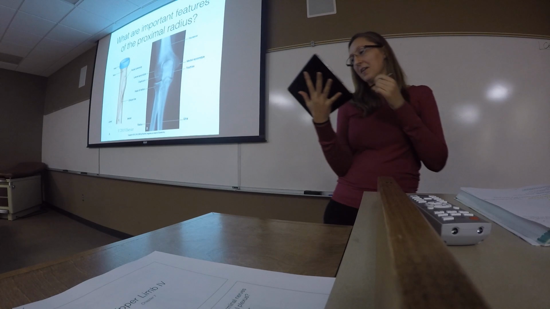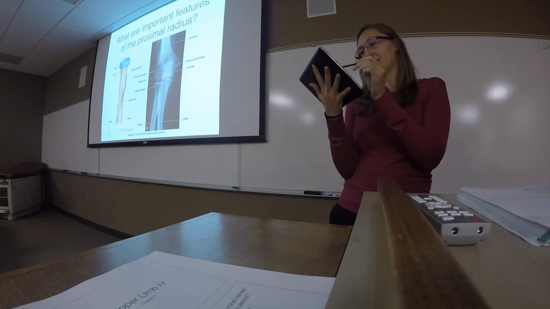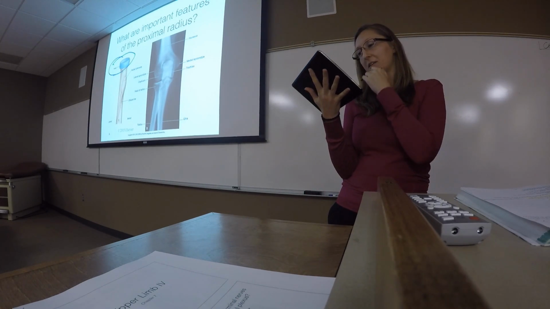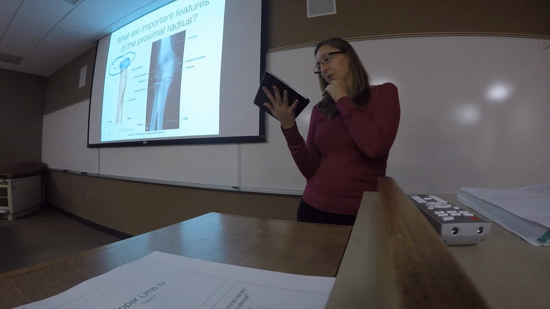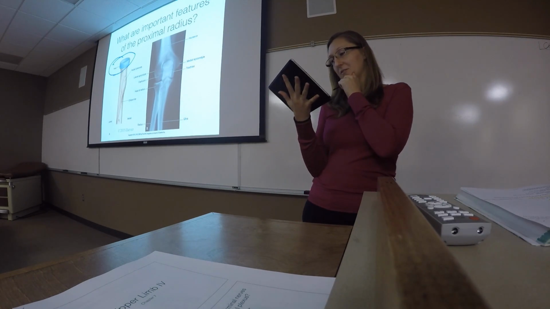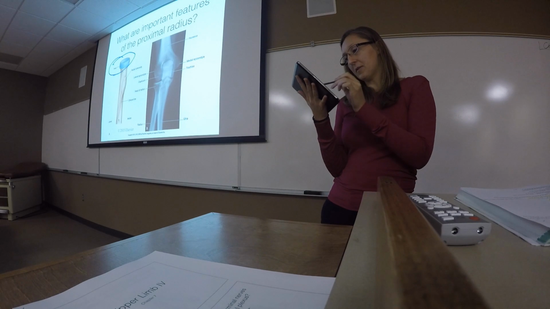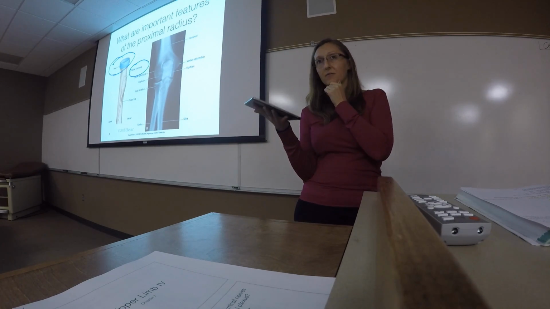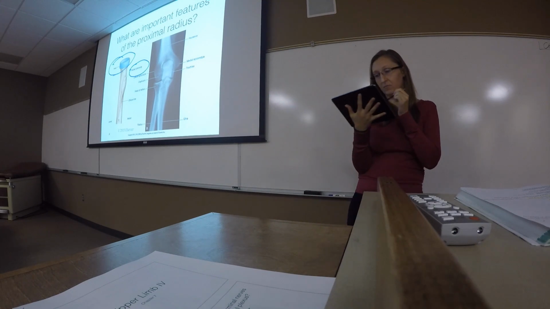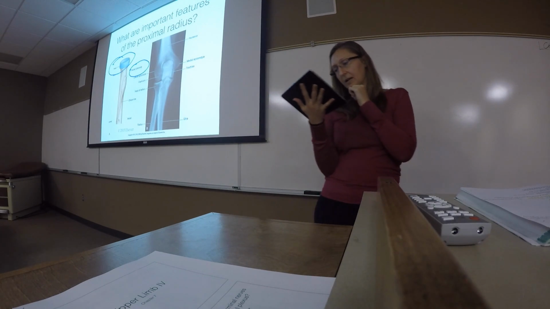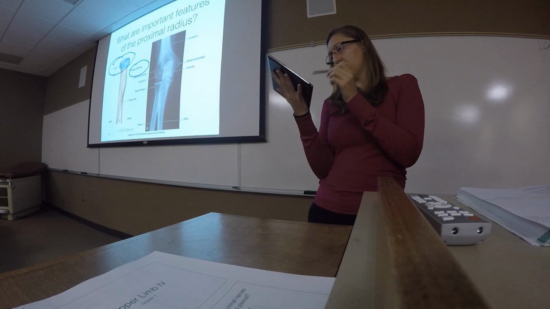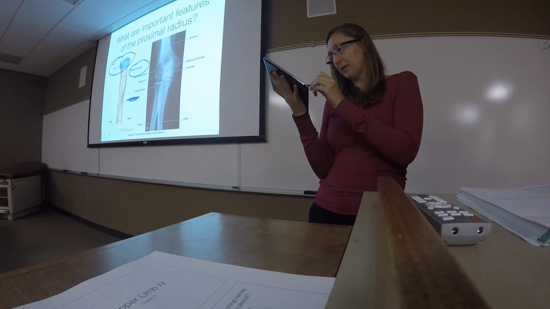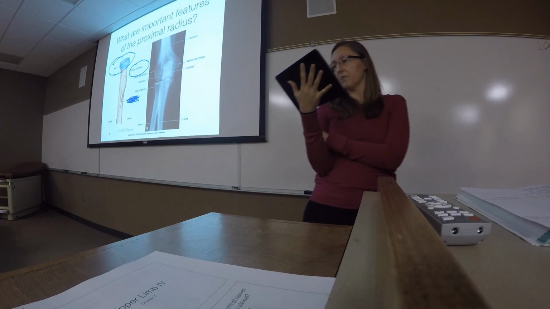All right. So the proximal radius, obviously you need to know the head of it, because that's the articulating surface with both the humerus and the ulna. And the radial tuberosity, which is the attachment site for the biceps brachii. And I think on my notes I have the oblique line. Well, I don't think we care about that, so just crash test that one.